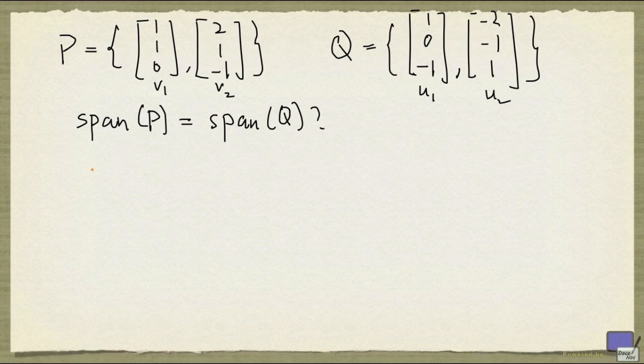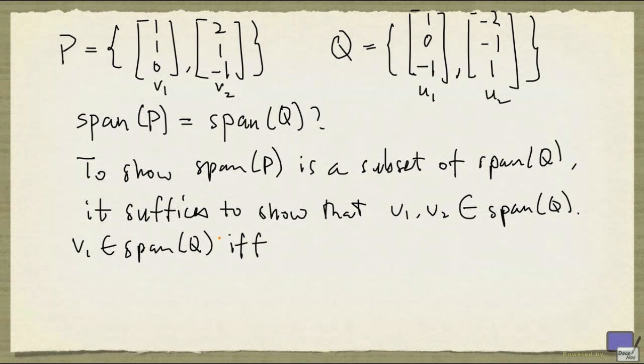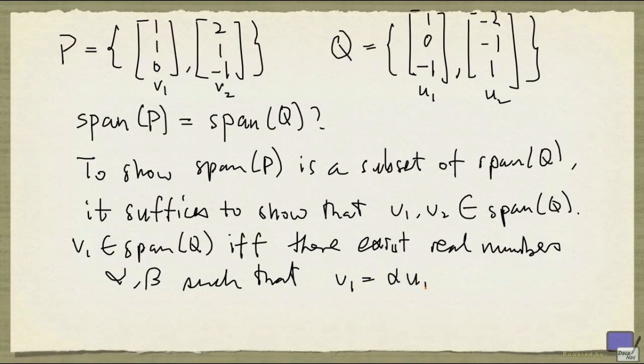So what we need to show is the following. In particular, we're just going to show that v1 is in the span of q, and the rest of the details for showing v2 is in the span of q are similar. To show that v1 is in the span of q, we need to be able to write it as a linear combination of u1 and u2. So v1 is in the span of q if and only if there exist real numbers alpha and beta such that v1 is equal to alpha times u1 plus beta times u2.